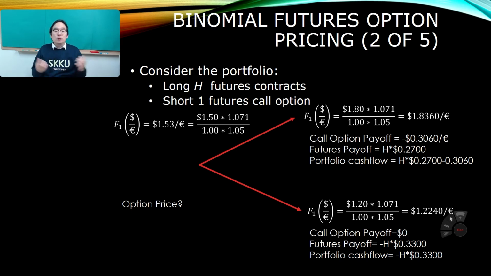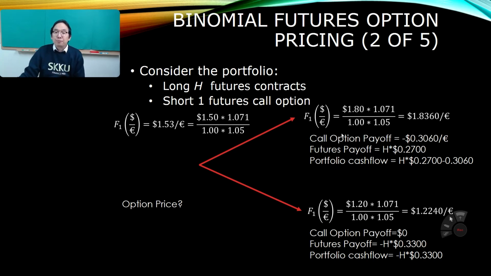Now, what's this portfolio? How is it structured? Let's say it's a long position on a futures contract, long on the underlying asset, and short on the call option. One futures call option. Longing how many? H futures contracts. So we're going to figure out this one and that one.